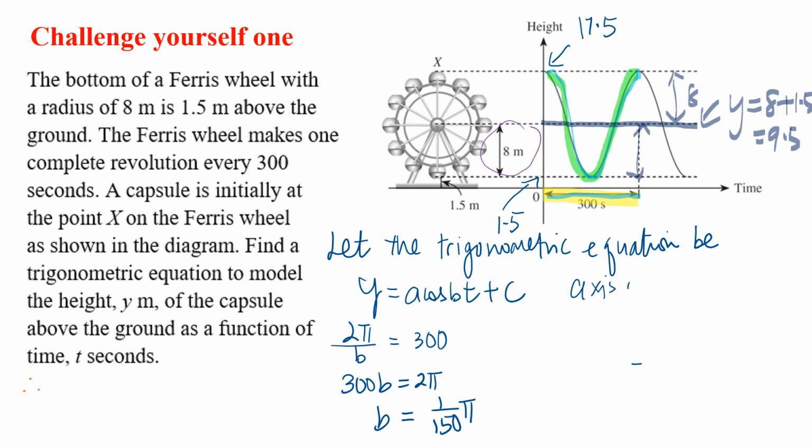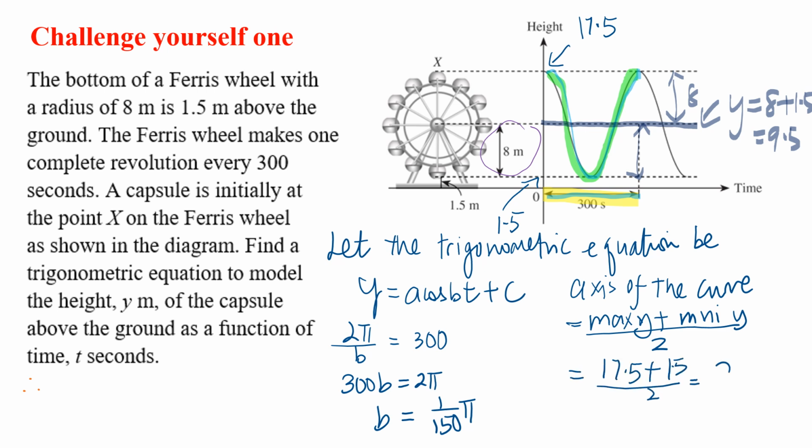But you can also use the formula. Basically, the formula is just take the maximum y plus minimum y. Maximum y will be 17.5 as indicated there for you to see. Right, and then minimum y is 1.5, also indicated by the arrow there. Divide by 2 and that gives you 9.5. Otherwise you can just use the earlier explanation that I've just given you.